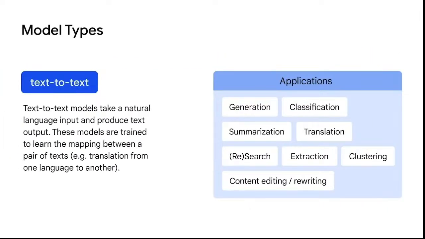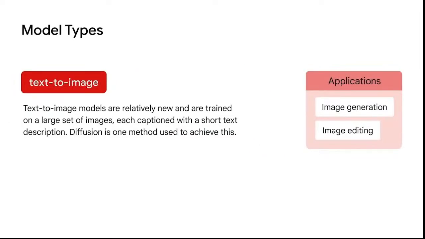The first is text-to-text. Text-to-text models take a natural language input and produce text output. These models are trained to learn the mapping between a pair of texts, for example, translating from one language to another. Next, we have text-to-image. Text-to-image models are trained on a large set of images, each captioned with a short text description. Diffusion is one method used to achieve this.